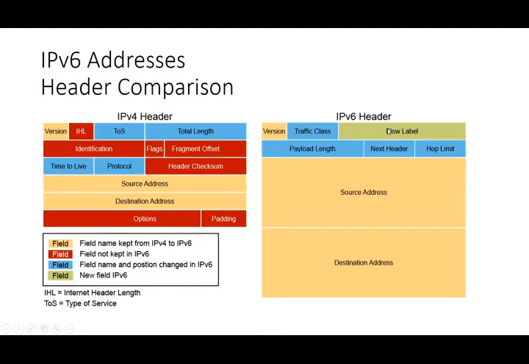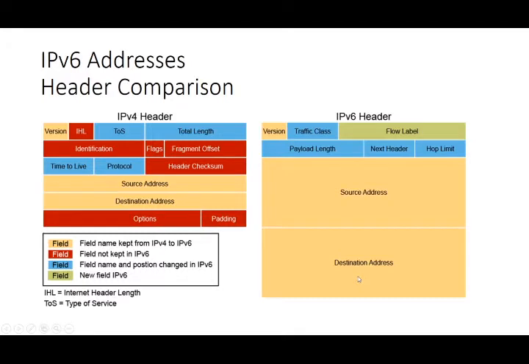We can use this. Some folks will say to use that to identify a flow of traffic, which could be used in a quality of service implementation or something to that degree. So that is the comparison between the IP version 4 and IP version 6 header. The big takeaway here is that the IP version 6 header has been simplified.